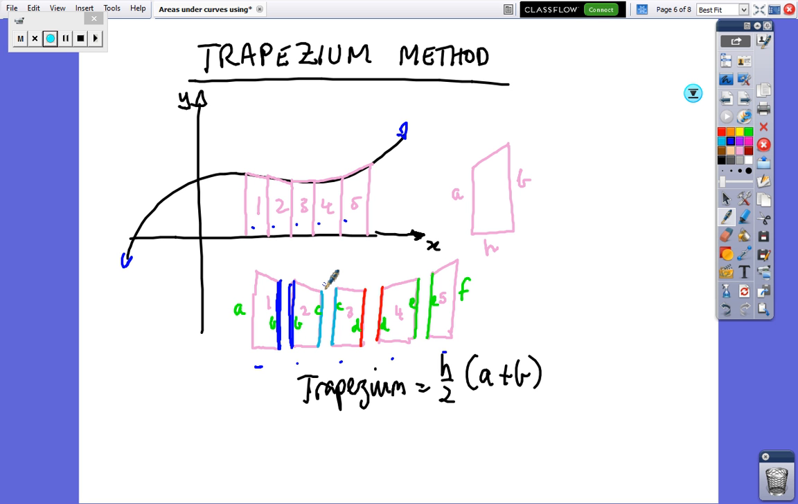It doesn't look as bad when you actually have to do it, because a lot of the calculations are double ups. And we've got the area of the trapezium is h on 2 (a plus b). So copy that down and we'll see how it works on the next example.